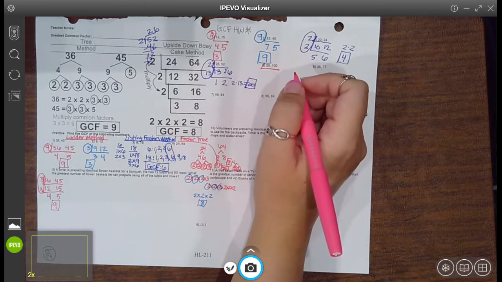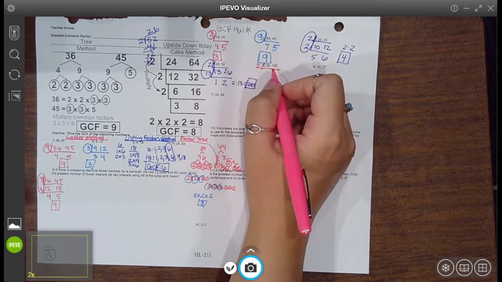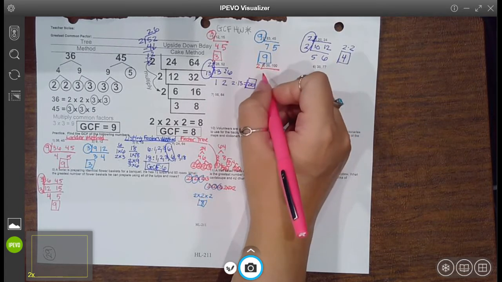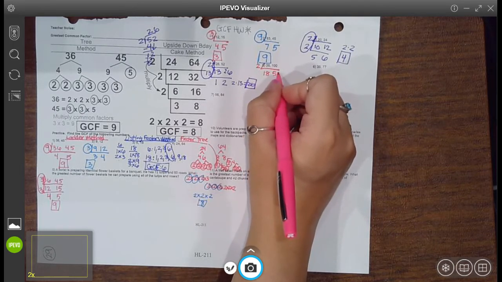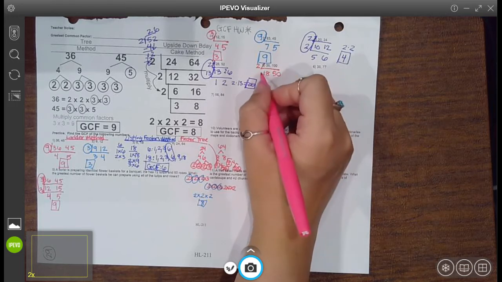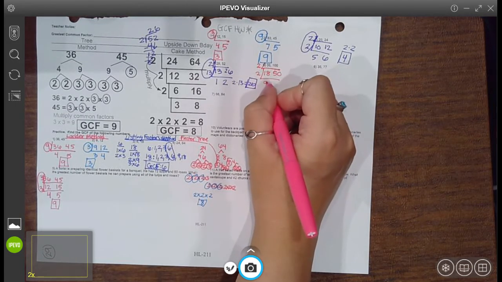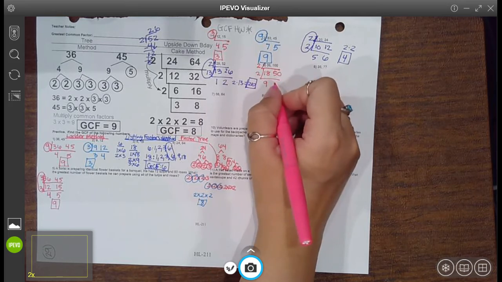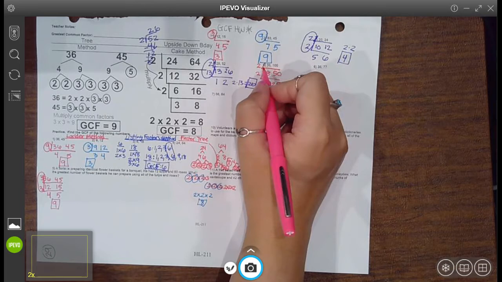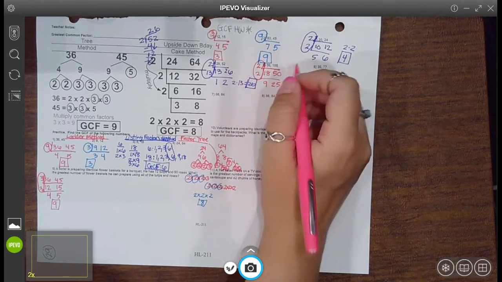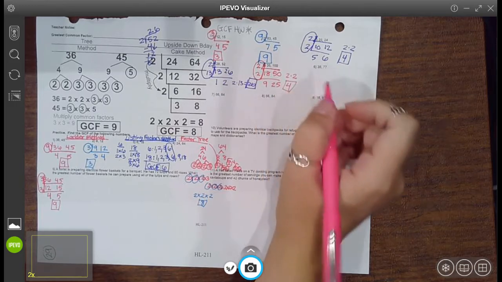Okay, I started with 2 because I couldn't think of anything else that went into both of these. So 2 times what is 36? 18. And 2 goes into 50 25 times. Again, all I saw is that they're even, so I did 2. 2 times what is 18? 9. 2 times what is 50? 25. And nothing can go into 9 and 25, so I multiply my GCF along the side. 2 times 2 is 4.